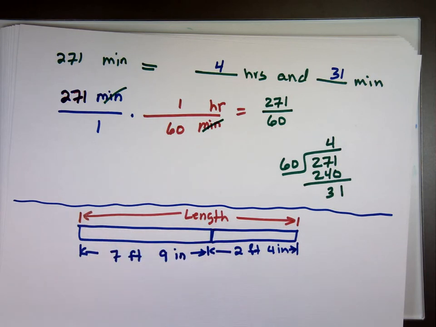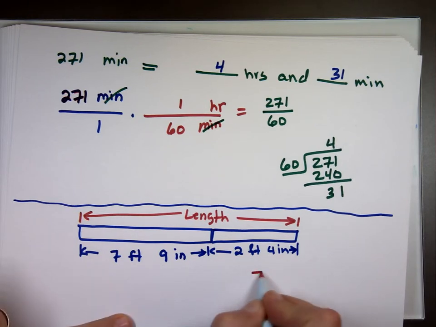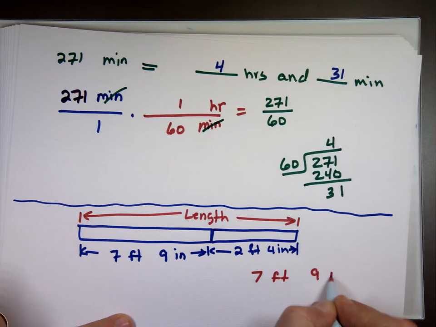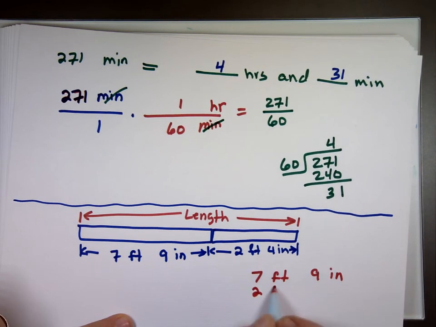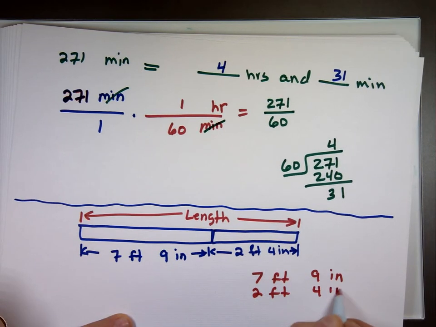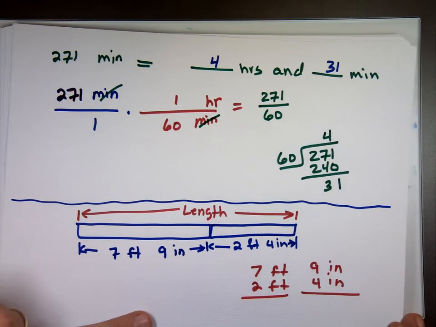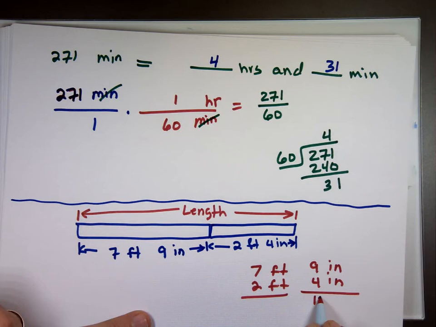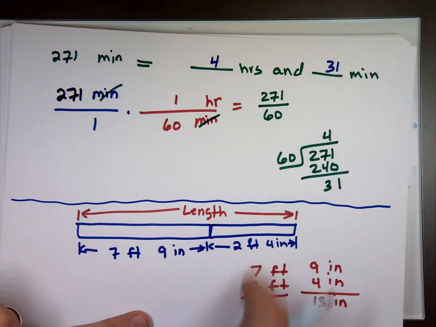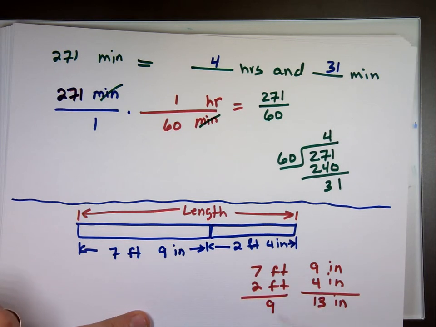So what do we have? We have two pieces. One was 7 feet 9 inches, the other one 2 feet 4 inches. Do we subtract them, multiply them, add them, divide them? Add them. 7 feet 9 inches, add to it 2 feet 4 inches. When you add the inches, what do we have? Is that 13? When you add the feet, what do you have? 9. But there's a little problem with that 13 inch.